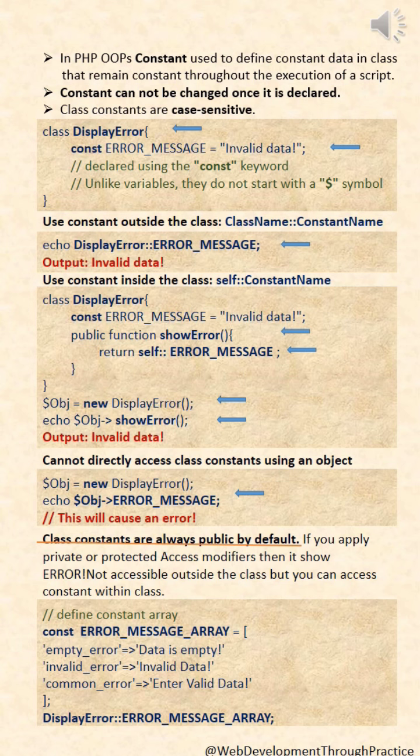Constants are always public. However, if you define a constant as private or protected, it can only be accessed within the class. We can also define array constants. You can see this example and access them using the class name displayError followed by the scope resolution operator and the array constant.